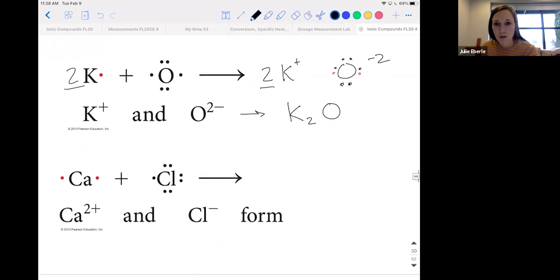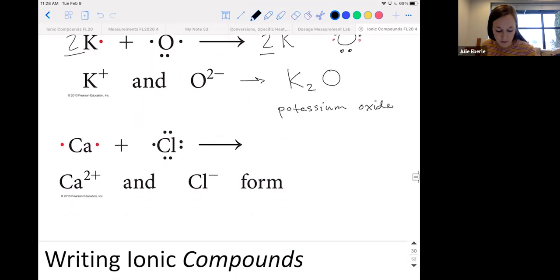How would we name this one? Any guesses? I haven't walked through the rules yet, and we will. You always name the cation, then an anion, so potassium oxide. And we drop the word ion. Again, we'll get to all that in a minute.